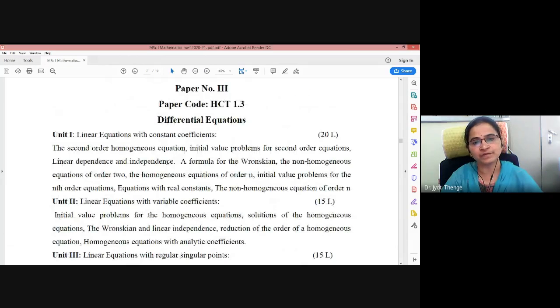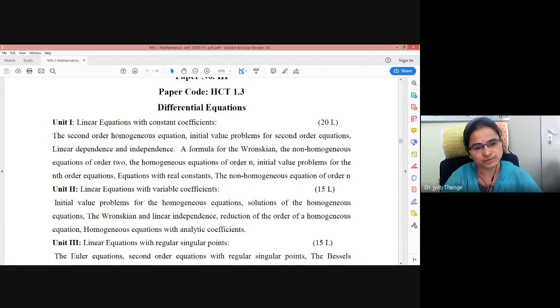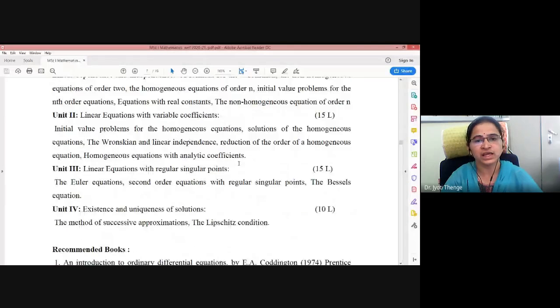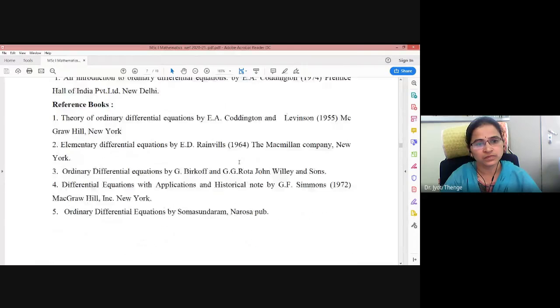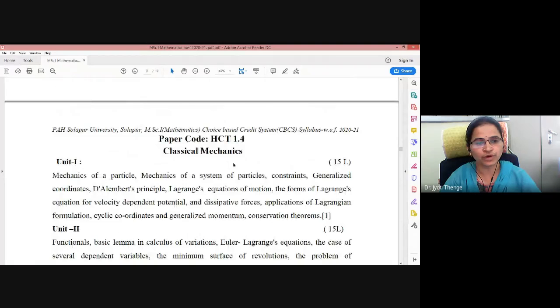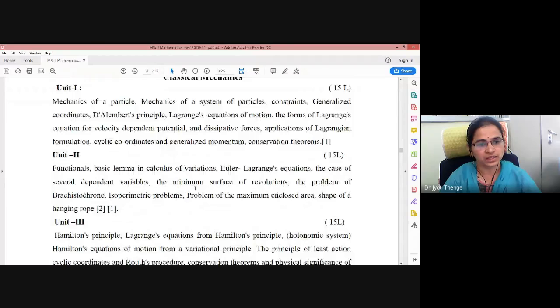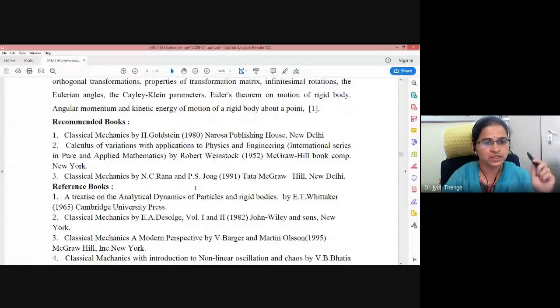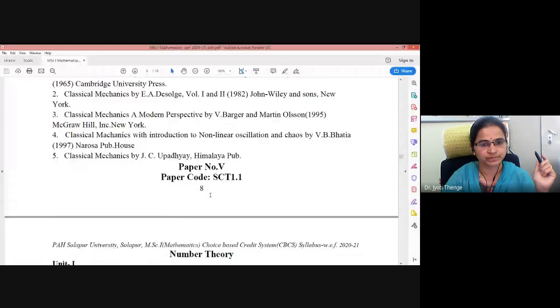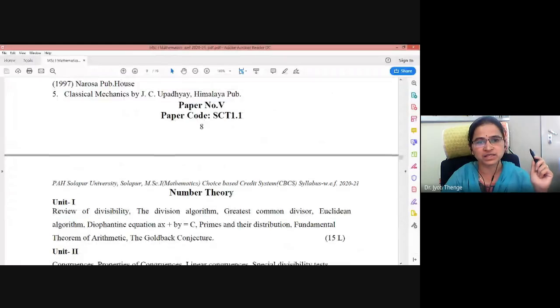The third paper of our semester is Differential Equation. Paper code is HCT 1.3. In this paper also you have 4 units, and this paper will be taught by again Mr. Kandisar. Next, paper number 4 is Classical Mechanics. In this paper you have 4 units. This paper will be taught by Miss Uzma Muchalina. And the last paper is Number Theory.